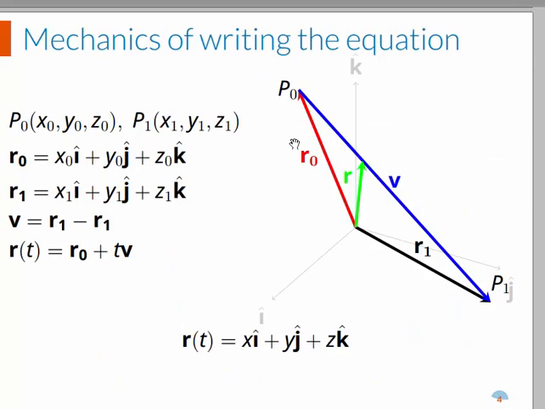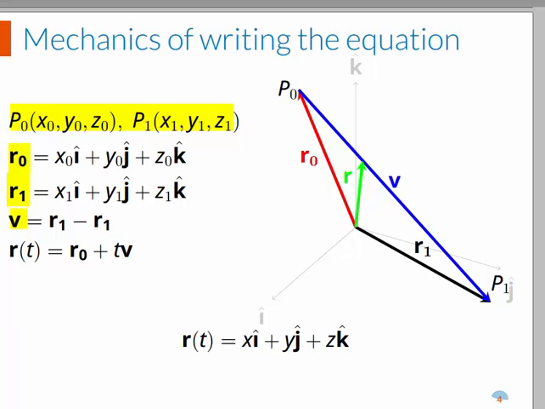So here we can write it a little bit more if we use some coordinates for the 2 points. So here are coordinates for the 2 points. We construct r naught and r1, and from that we construct the vector v. Notice we had to construct r naught and r1 in order to write v.